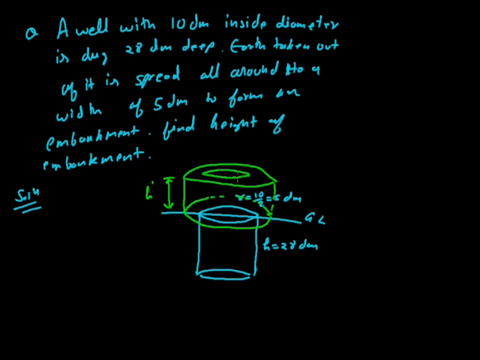Now the width of the embankment is given to us, that is 5 decimeter. So this embankment is nothing but a hollow cylinder whose internal radius is equal to 5 decimeter and its external radius is capital R. The capital R is equal to small r plus width, that is internal radius 5 plus width 5. So the capital R is 10 decimeter.